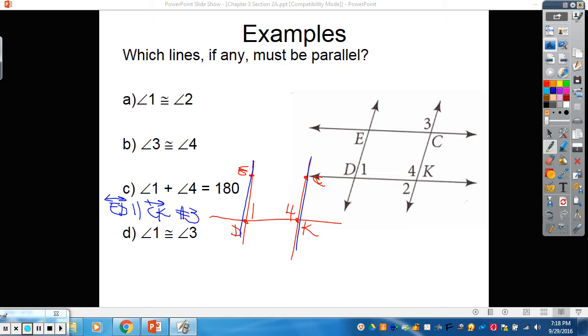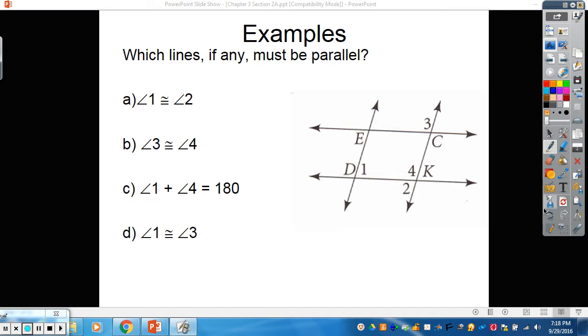Let's go to the very last one, letter D. Angles 1 and 3 are congruent. Okay? Angles 1 and 3 are congruent. Now, I'm not actually going to draw this one out. Here's what I want you to see in this one. The two lines that make up angle 1 would be this one and that one. Okay? The two lines that make up angle 3 would be this one and that one.